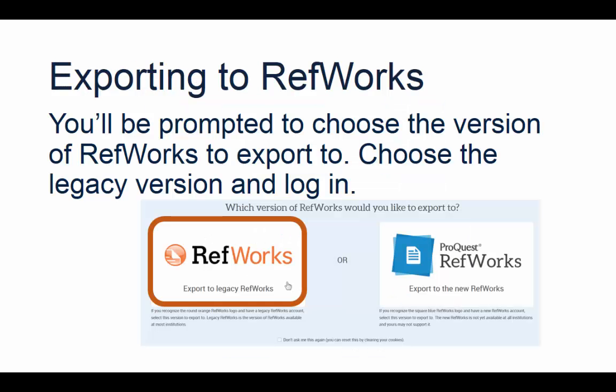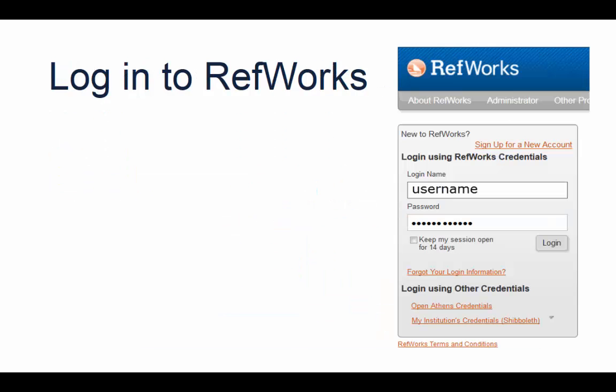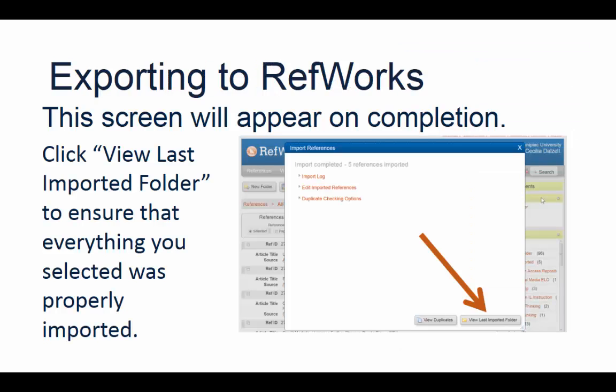RefWorks opens up the screen asking which version to export to. Select Export to Legacy RefWorks by clicking anywhere in the Legacy RefWorks box. Now, log into RefWorks. After logging in, the Import References box will open and give the message Import Completed and the number of references imported. These citations will be in the Last Imported folder. Select View Last Imported folder to see the citations, move them to another folder, or create a bibliography using them.